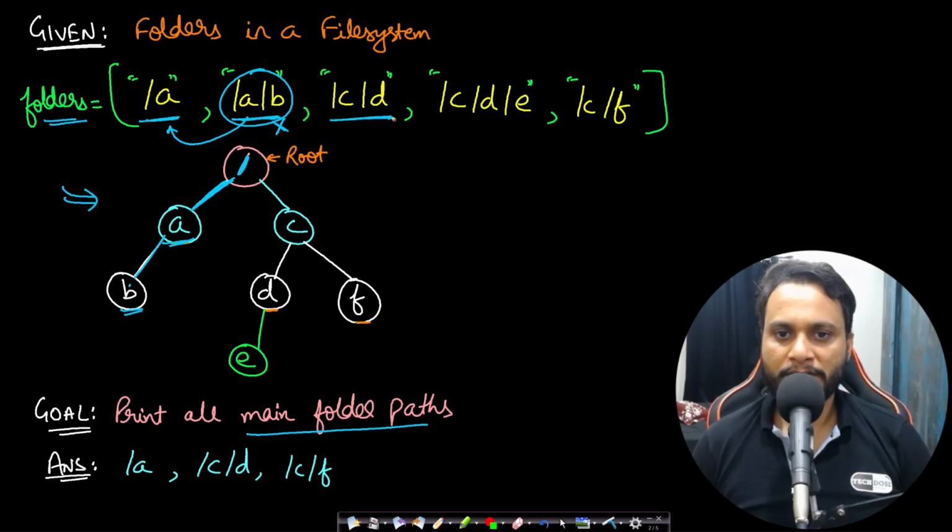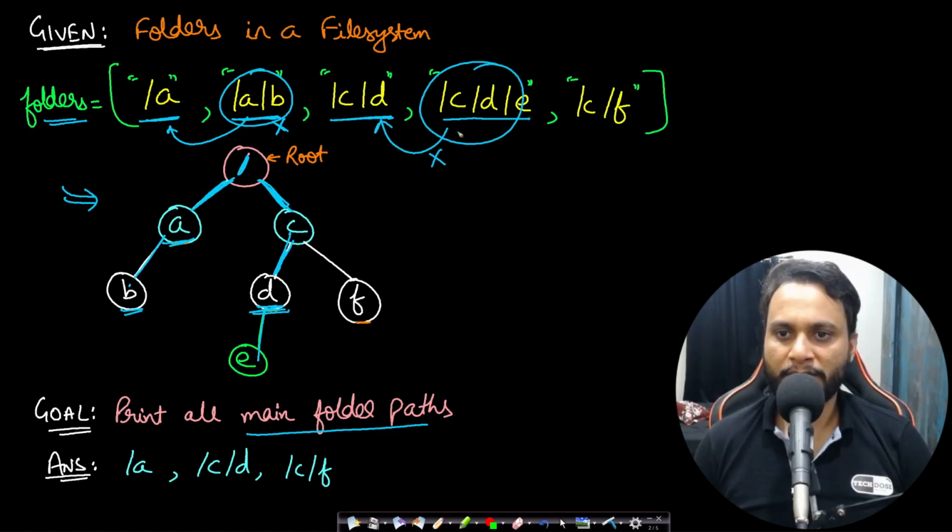Now if I try to insert /c/d, you will see this /c and /d get inserted. Fine. If I now insert /c/d/e, then we will be going to C, D and E. But you look at it, CDE is contained inside CD, which is already a valid folder, and that is why this becomes a subfolder of CD, and therefore this will not be included.